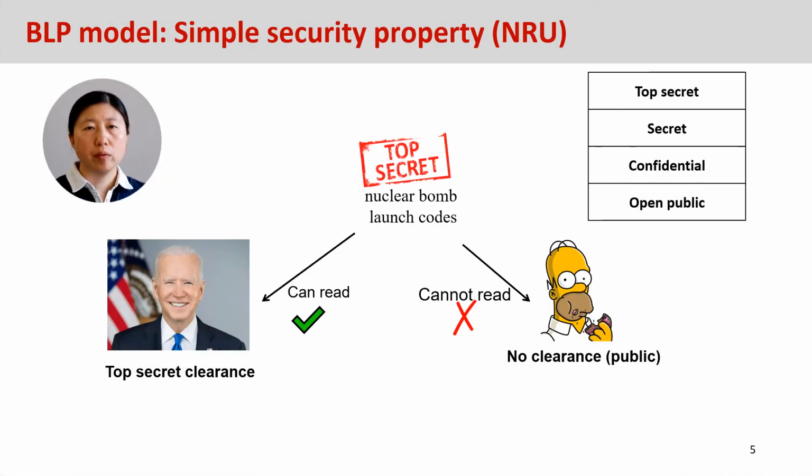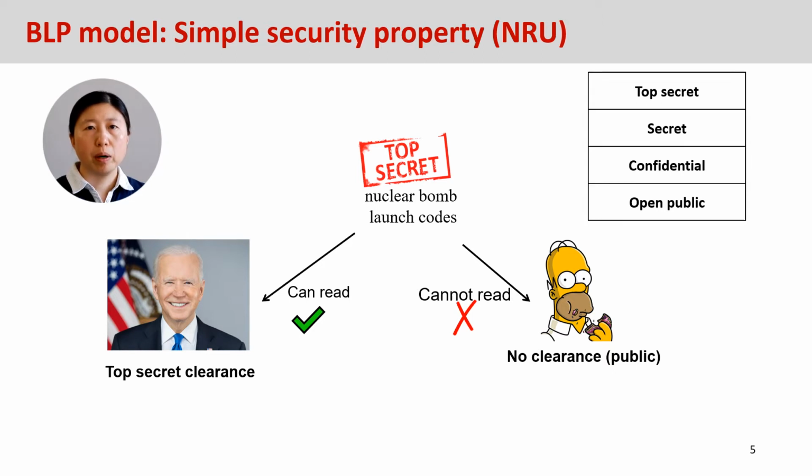Here's an example of the simple security property, or no read up. We have one file here, which is labeled top secret. This file contains the nuclear launch codes. We have two people here. One is the US president, who has a top secret clearance. The other one is Homer Simpson, who has no clearances, meaning that he can only read public files.